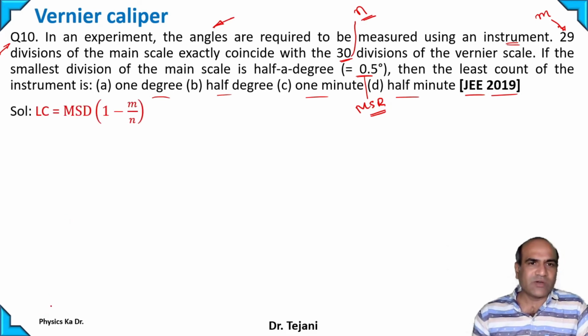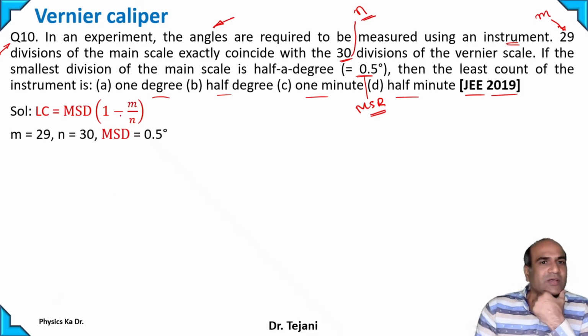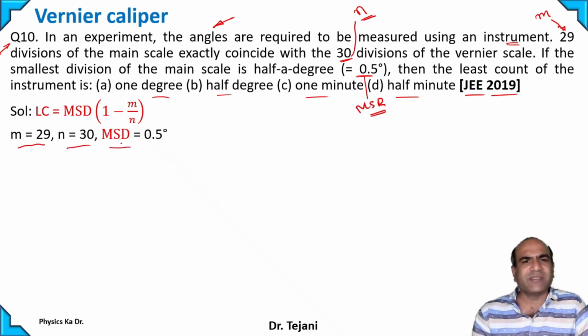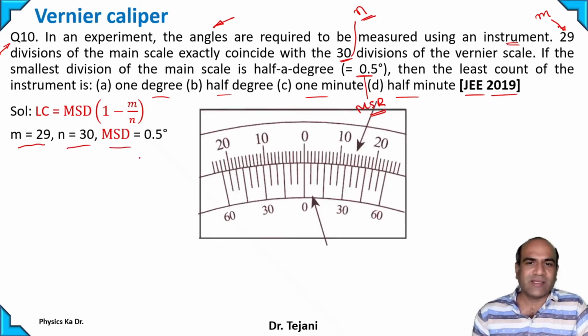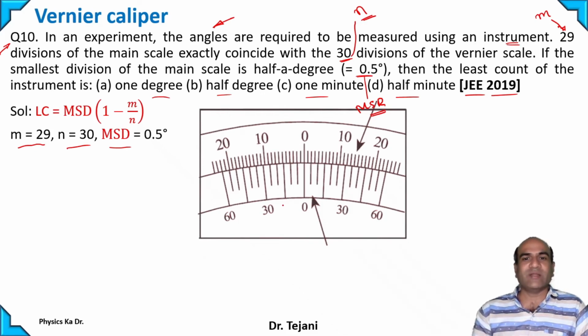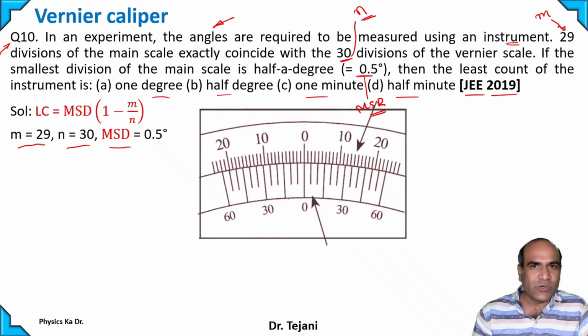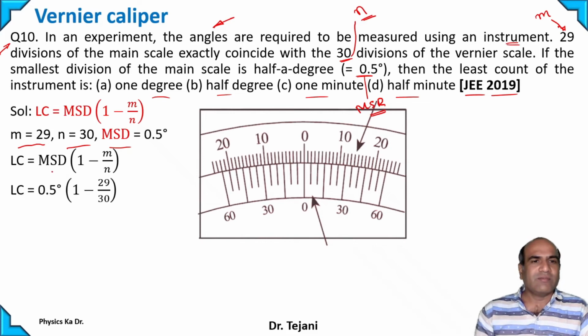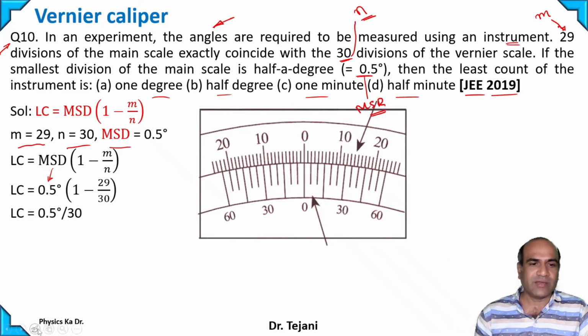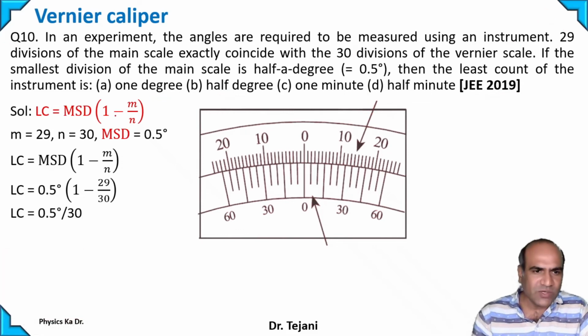So we know that least count is equal to main scale division times (1 minus m by n). So m is equal to 29. All these things are given, right? The equation is the same. There is nothing to change. We are talking about the Vernier caliper which is used to measure angle. Put in all the values. Main scale division 0.5 degree, m is 29, n is 30, and finally you can get this. Now let's check the solutions.